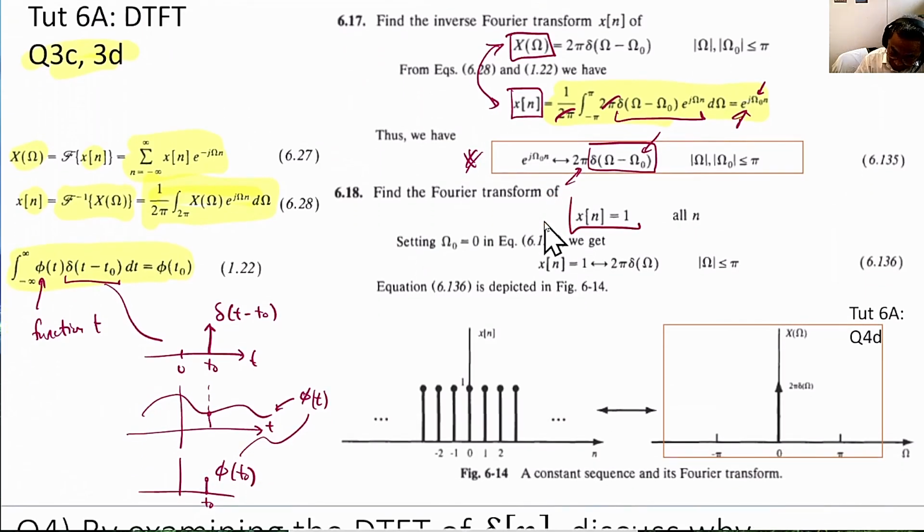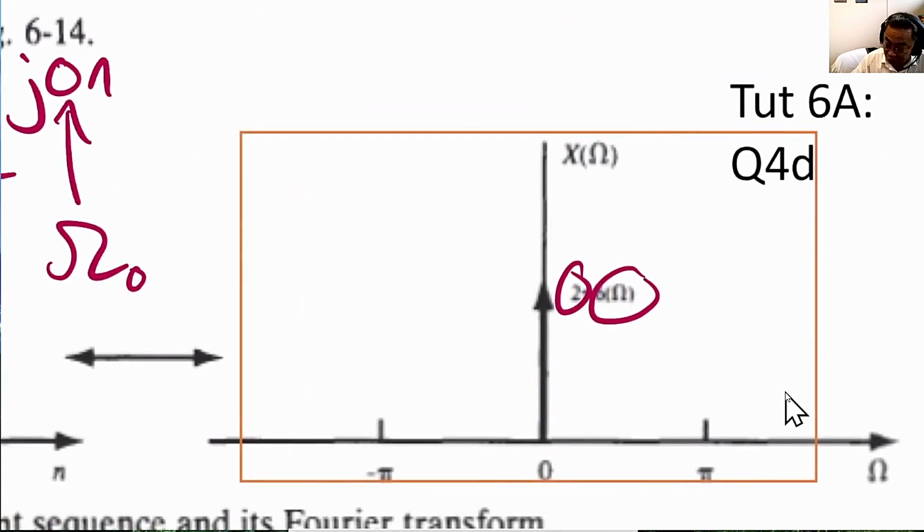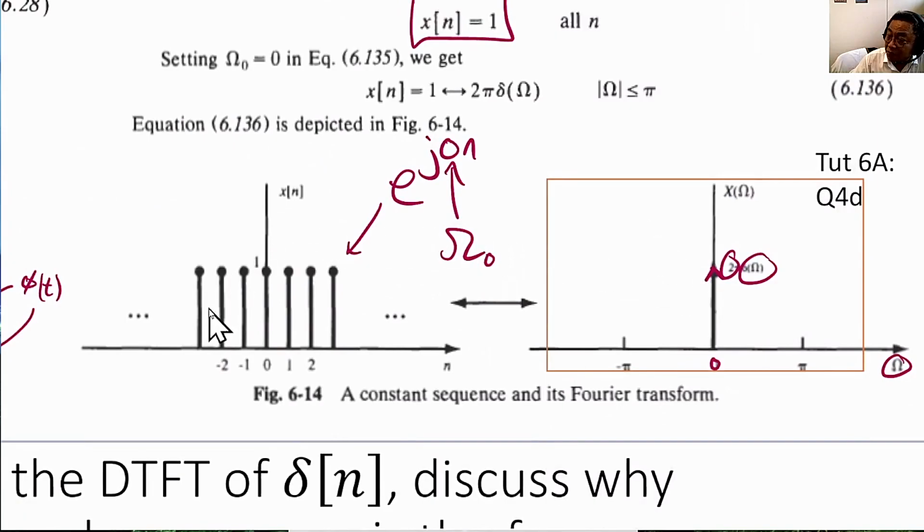Now, in the second question, Q3D, we're given a constant. So a constant can be thought of as e to the j0n, where omega naught equals 0. So therefore we substitute omega naught equals 0 here, and now we basically have 2 pi multiplied by the delta function. So we have a delta function at omega equals 0.